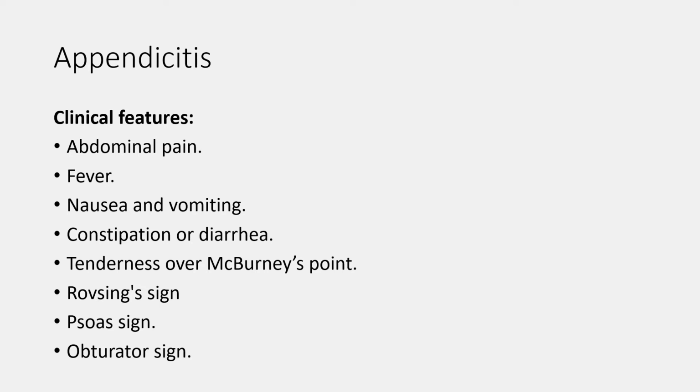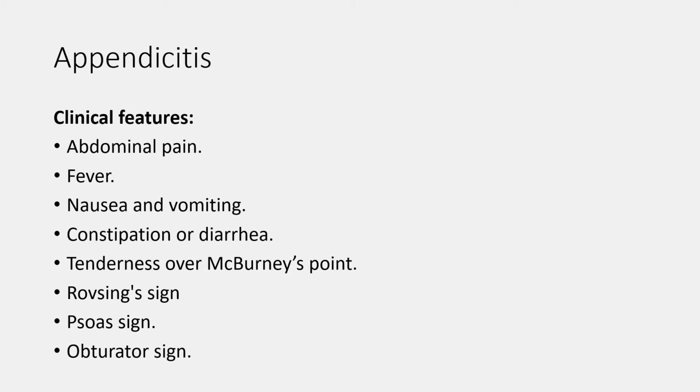The clinical features of appendicitis include abdominal pain, fever, nausea and vomiting, constipation or diarrhea, tenderness over McBurney's point, Rovsing's sign, Psoas sign, and obturator sign. Abdominal pain of appendicitis starts as periumbilical or epigastric pain that migrates to the right lower quadrant over 24 to 48 hours. It is often worsened by movement.